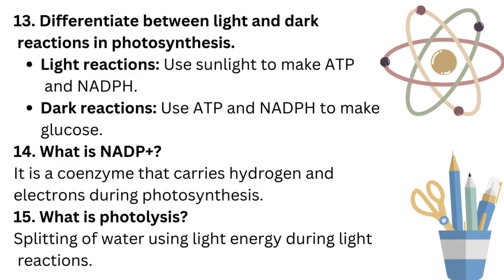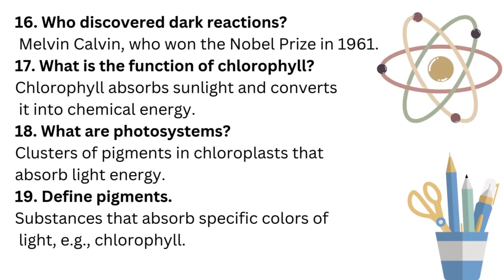What is NADP+? It is a coenzyme that carries hydrogen and electrons during photosynthesis. What is photolysis? Splitting of water using light energy during light reactions. Who discovered dark reactions? Melvin Calvin, who won the Nobel Prize in 1961.